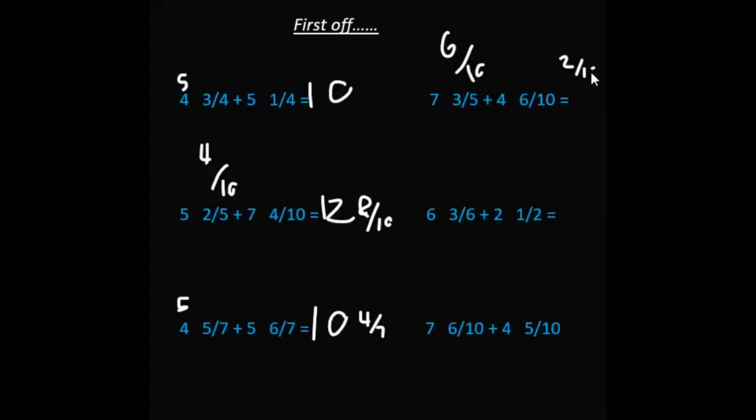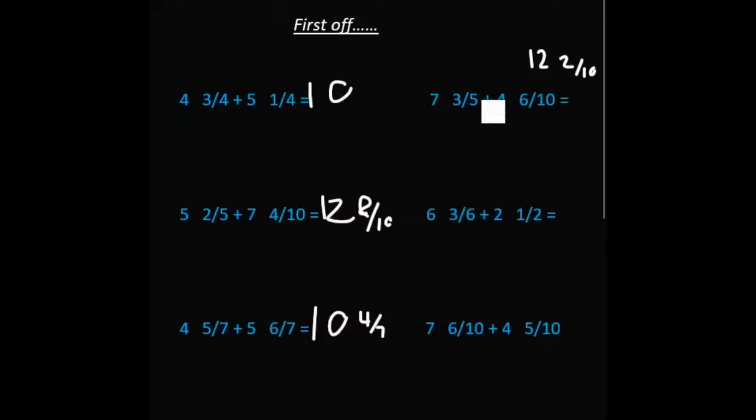So 2/10, and then we add a whole to, let's say, the 4 to make it 5. Okay, so now 7 plus 5 is 12. So this one goes right here. Okay, 12 and 2/10. Now, let me just erase this here really quick. Okay, so let's keep it like that.